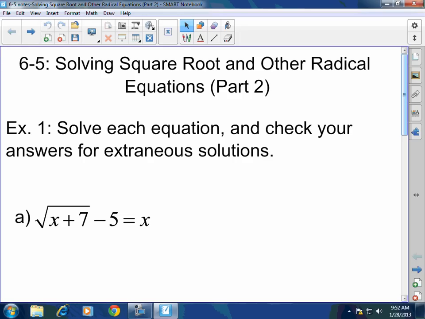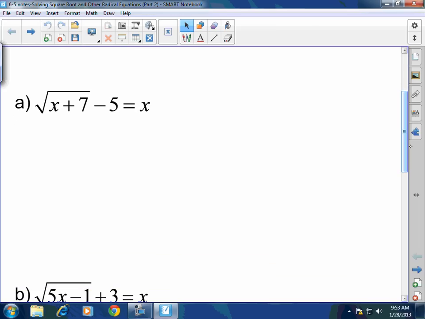Today we're going to wrap up 6-5, solving square roots and other radical equations. We're going to do part 2 today, and there's nothing new except that it's just a little bit more complicated. Now we're really going to have to watch out for extraneous solutions, and also, more importantly, we're going to have to remember how to square binomials. All right, let's do this.